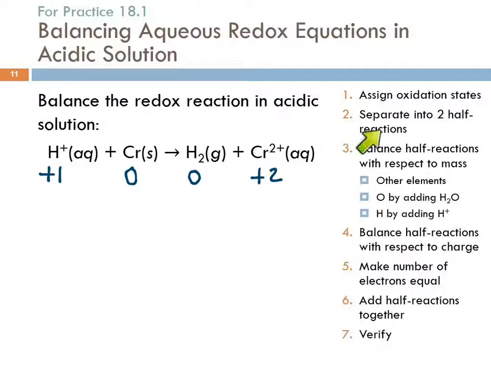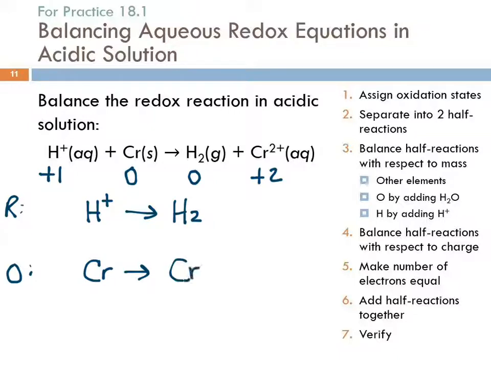So we're going to separate this into two half reactions now. Here we've got hydrogen going from +1 to 0. Is that oxidation or reduction? The oxidation state is decreasing, right? It's a reduction. Now you don't have to label them, but I'm going to. So the reduction is H+ going to H2. And then the oxidation is the other one, that's the chromium going to chromium 2+.